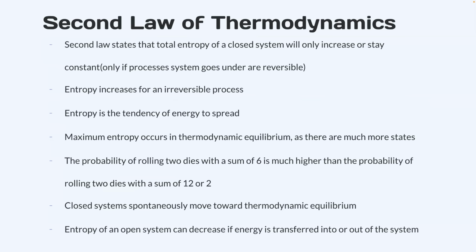Second law of thermo. The second law states that the total entropy of a closed system will only increase or stay constant. It stays constant only if the processes the system undergoes are reversible. However, for irreversible processes, entropy will always increase. Entropy, think of that as just the tendency of energy to spread. It can also be modeled as the number of microstates that are possible. Maximum entropy will always occur in thermal equilibrium. This is because there are so many more states that can occur.